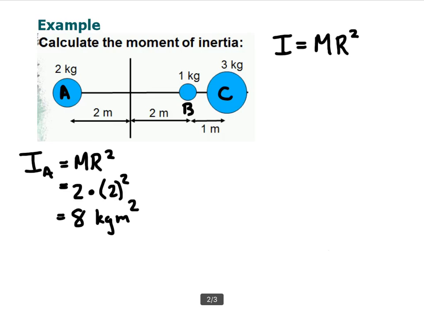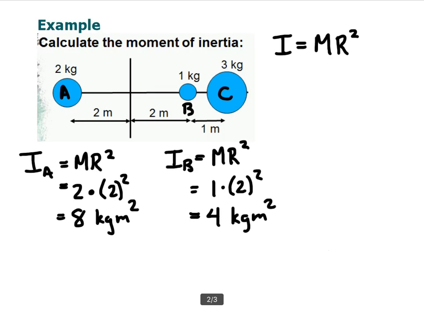Going on to object B, same formula, but this time it has a mass of 1 kilogram. It's a distance of 2 meters away from the pivot point, or the axis of rotation. And its moment of inertia then is going to be 4 kilogram meters squared.